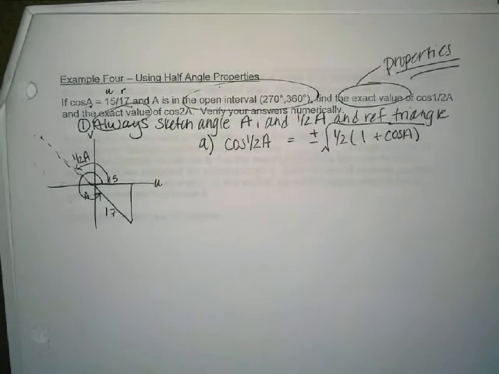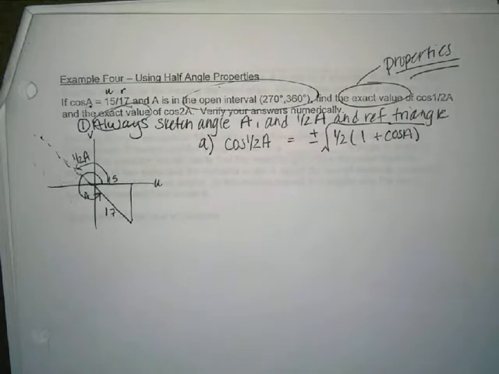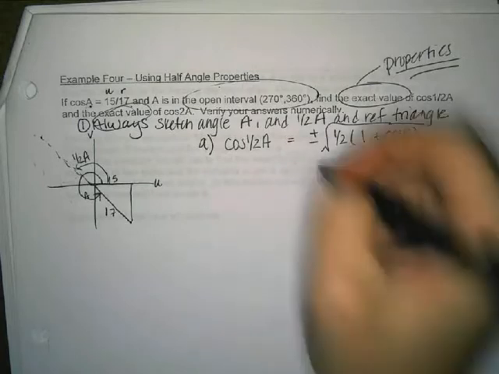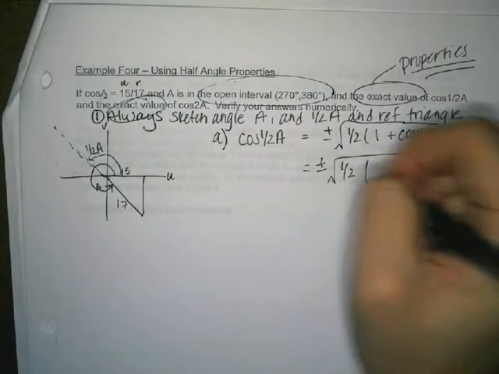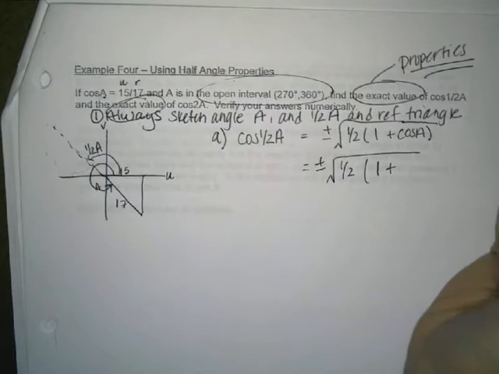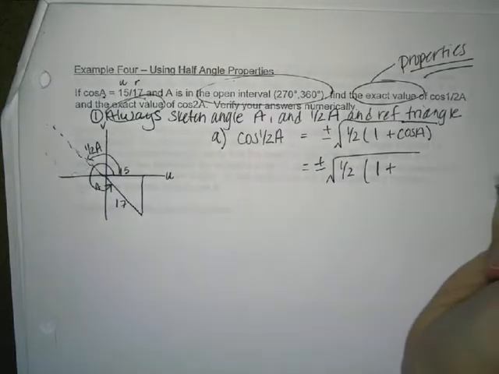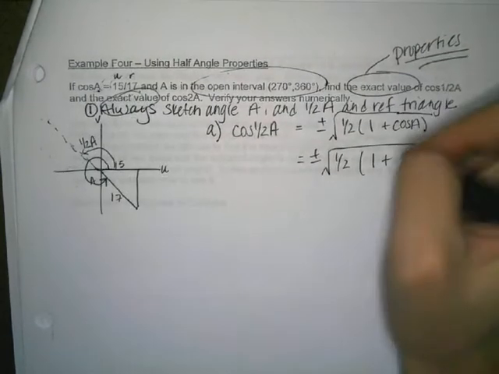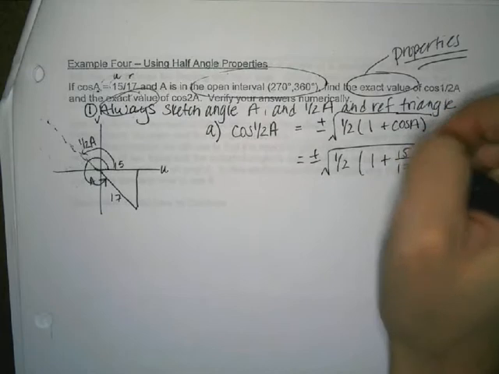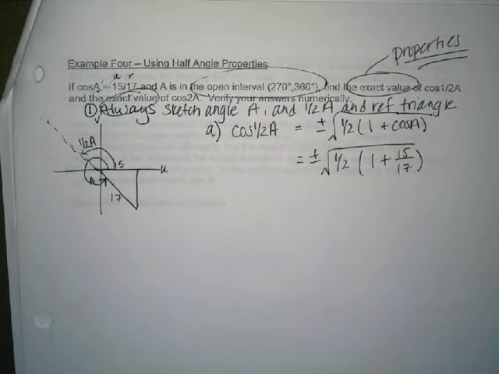Okay, so back to this property. If we need to find the exact value of cosine 1/2 A, we look at our property sheet and see that this is my only option. Thankfully, we have the value of cosine of A. That means I can go ahead and plug in what for cosine A? 15/17, because that's what cosine of A is equal to. So wherever I see cosine of A, I can plug in this fraction as its value. Then it's just some simplification here.